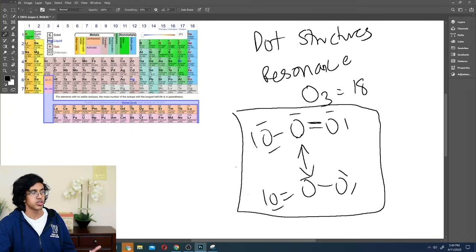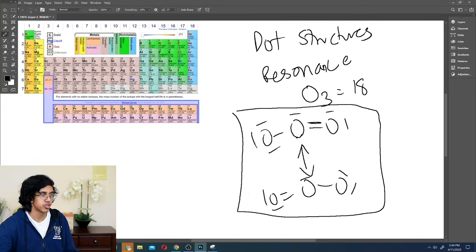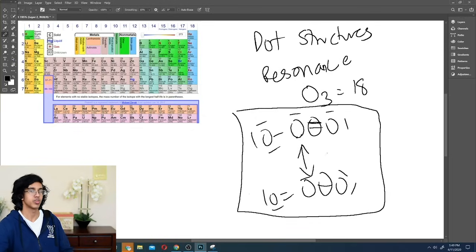Also, just a note, the bond order here is not going to be 2, because the double bond is not always in the same place. Essentially, you have to take the average over all the resonance structures, so it's 2 plus 1 over 2, so the overall bond order is going to be 1.5.